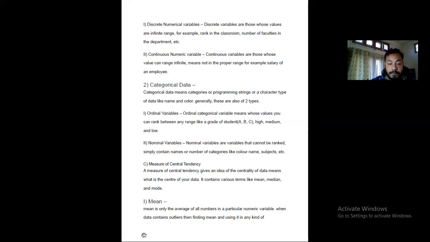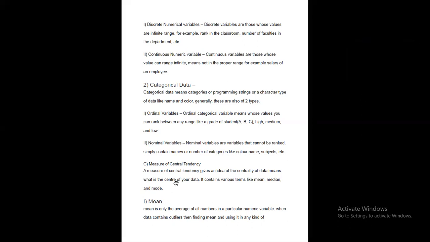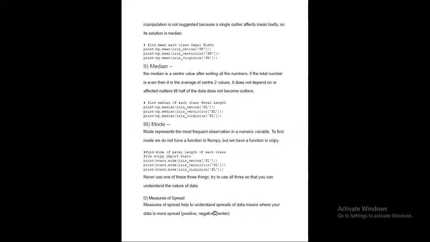Let's study them. Okay, so measures of central tendency means a measure of central which gives an idea of the centrality of data, means what is the center of your data. And there are different terms associated with them, like mean, median, and mode. So mean is the average of all the numbers.